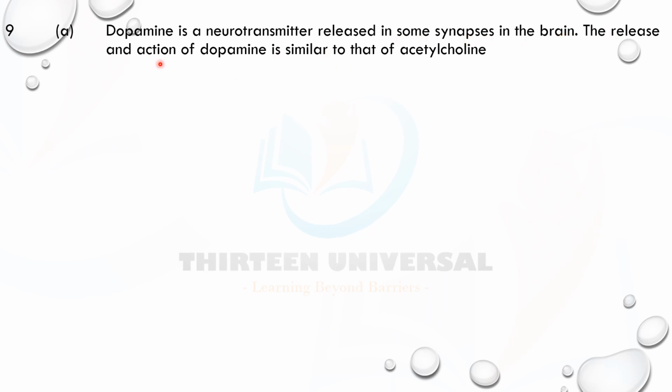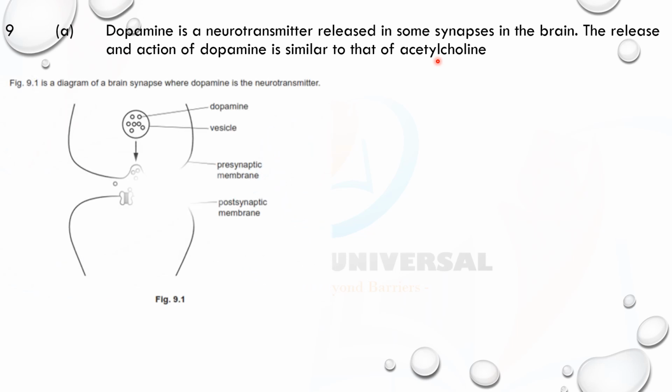The release and action of dopamine is similar to that of acetylcholine. So if you remember acetylcholine, you can deal with this. Fig 9.1 is a diagram of a brain synapse where dopamine is a neurotransmitter. This is a presynaptic neuron. That's the postsynaptic. The presynaptic always contains vesicles carrying the neurotransmitter. Can you see it? And of course the post always contains the receptor and the sodium channel.